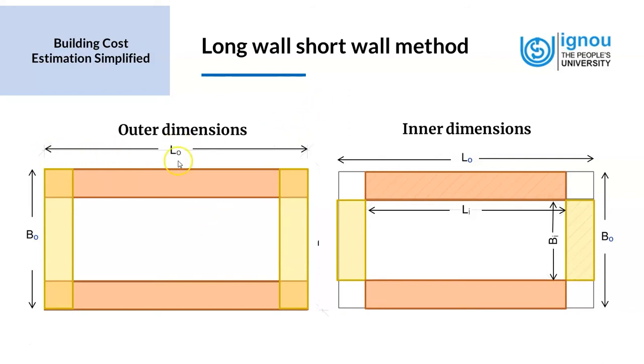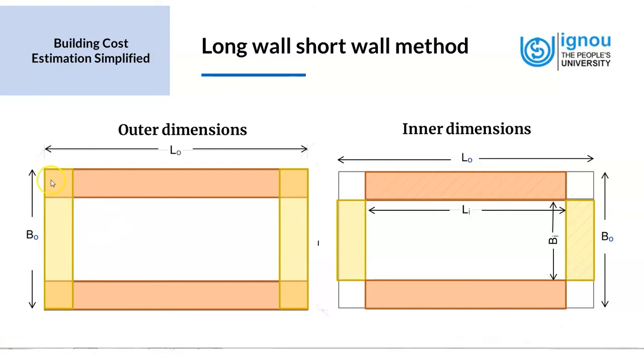When we are given the outer dimensions of a room, we're looking at the first figure on the left. So we have the length as L0 and the breadth as B0. And if we take the outer dimensions to find the various quantities, we find that there is an overlap at the corners. We have extra material calculated at the corners.